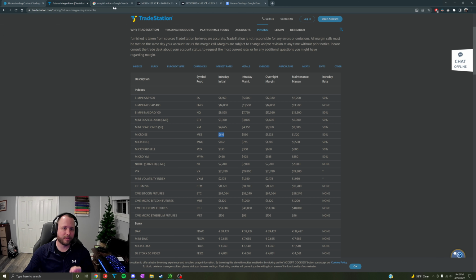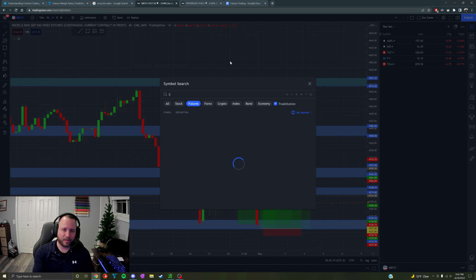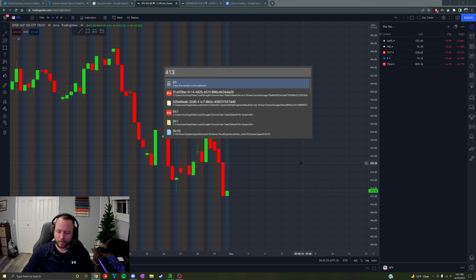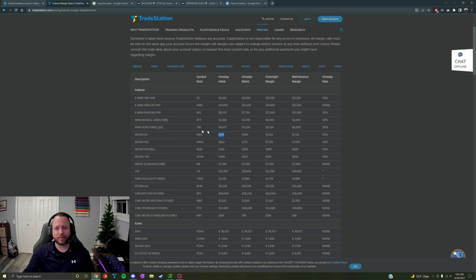To give you some perspective, one MES contract is roughly the equivalent of 50 shares of SPY. So SPY right now is worth 413.35 times 50. That's a little under $21,000 of market exposure that you gain by having $616 free in your account.